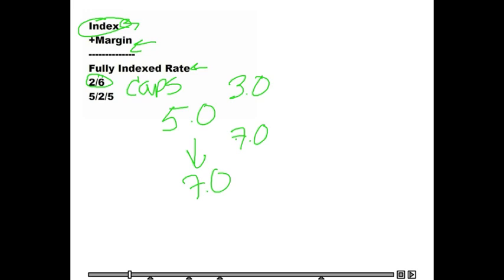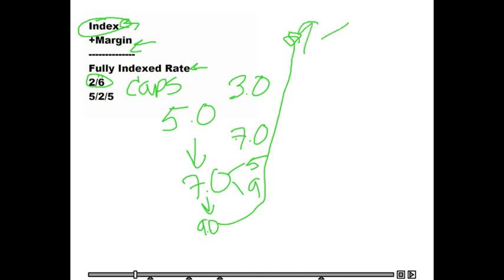At the end of year 2, the maximum this loan can go is down to 5 or up to 9. Let's say it takes the full adjustment and goes up to 9. At the end of year 3, we're running out of room. At the end of year 3, the maximum this loan can do is down to 7 or up to 11. Let's assume that at the end of this period it goes up to 11%.